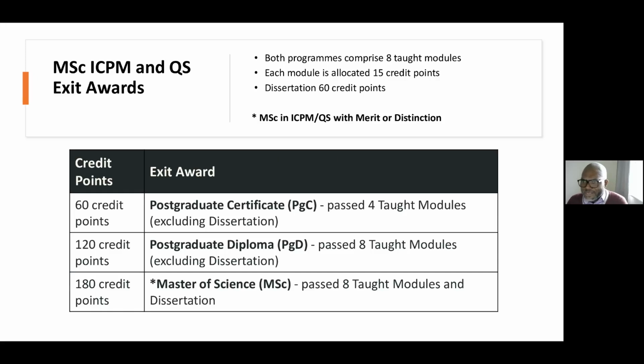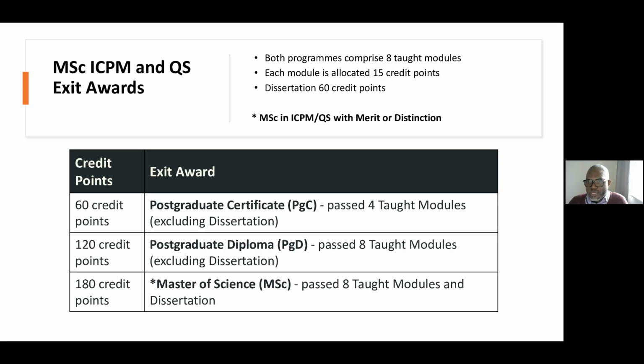So I'll give you an example of what it takes to graduate with the type of exit award. Our program has 8 taught modules. Each module is allocated 15 credit units. The dissertation itself is 60 credit units. So if you've accumulated 60 credit points, a student would exit the program with a postgraduate certificate. That means that student would have passed 4 taught modules without the dissertation.